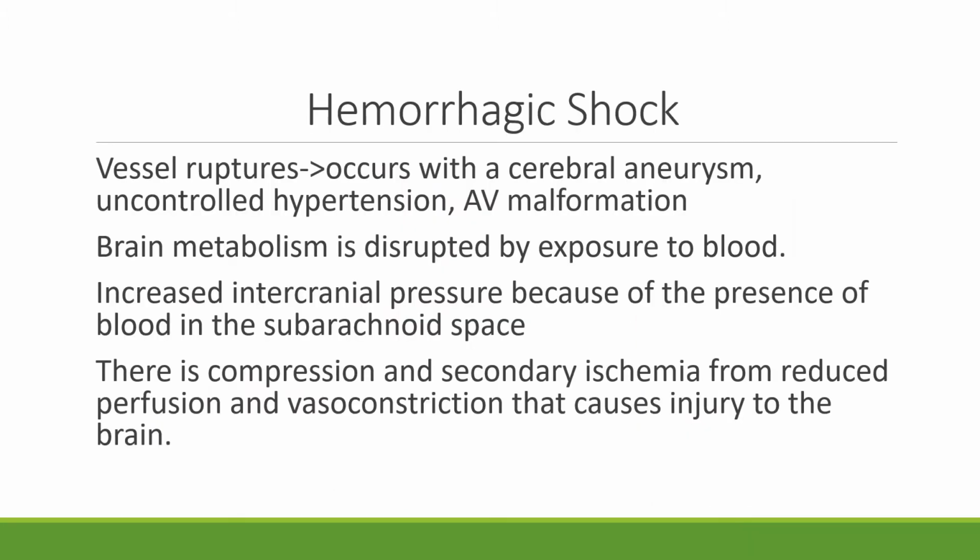Hemorrhagic strokes, the vessel ruptures and it can occur with cerebral aneurysms, uncontrolled hypertension, and AV malformations. So your brain metabolism is disrupted by exposure to blood. They will have increased intracranial pressure because of the presence of blood in the subarachnoid space. And then there's compression and secondary ischemia from reduced perfusion. So basically that pressure inside the skull, wherever there's pressure put on, it will also have ischemia because it's being pushed out. So it causes additional injury to the brain.